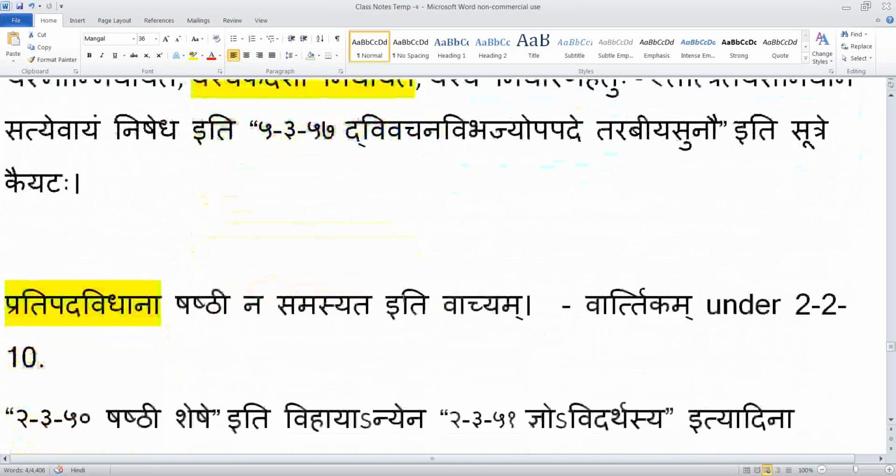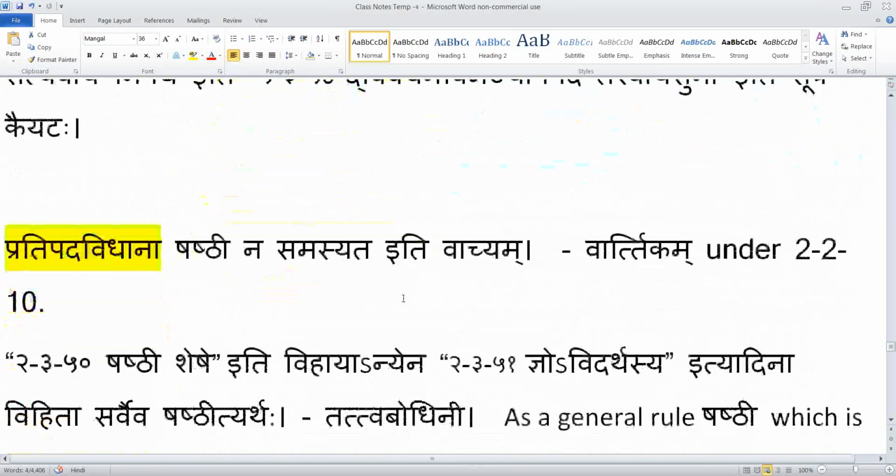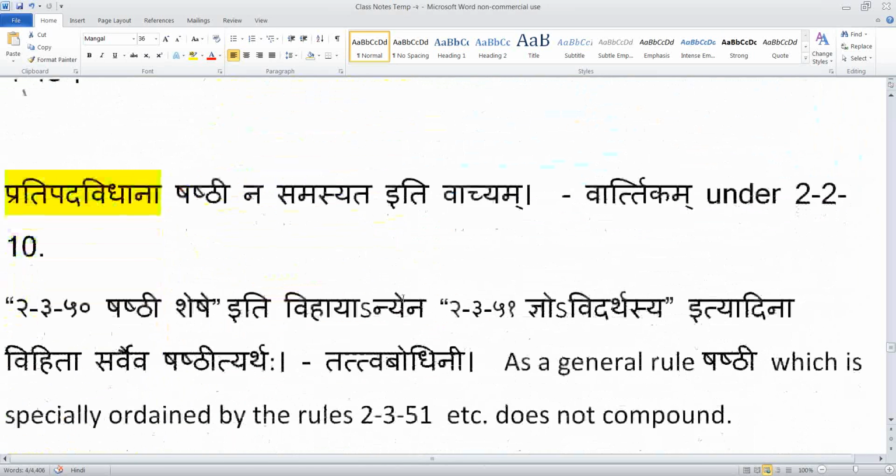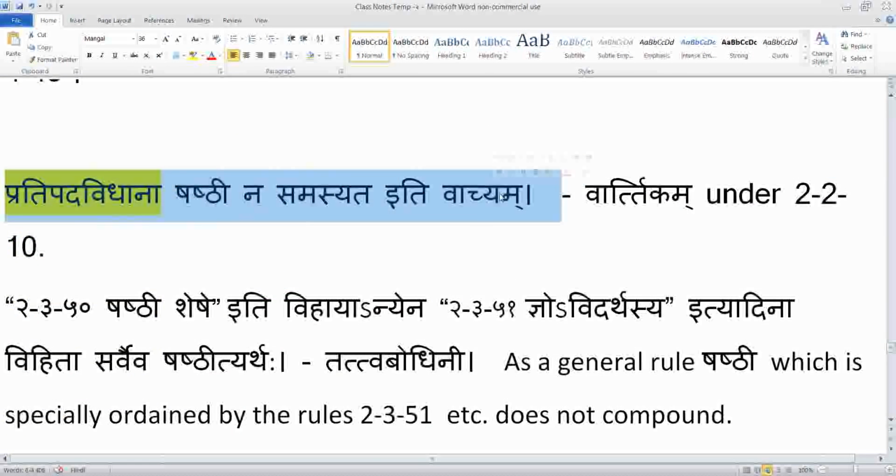Okay, which is going to be an important Vartikam. It says, Pratipada Vidhana Shashtina Samasyate Iti Vachyam. So Katyayana says that any special Shashti, Pratipada Vidhana Shashti, will not compound. So what is Pratipada Vidhanam?